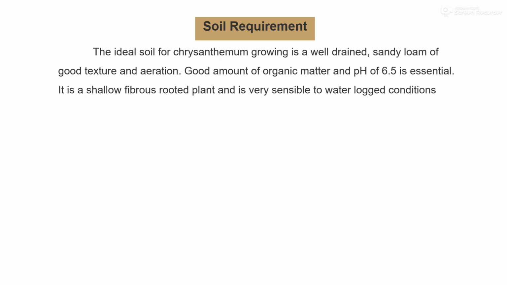Next, soil requirement. The ideal soil for chrysanthemum growing is a well-drained, sandy loam soil with good texture and aeration. Due to the shallow root system, this crop is very sensitive to drainage conditions, so good drainage is essential. A good amount of organic matter and a pH of 6.5 is essential. It is a shallow fibrous rooted plant and is very sensitive to waterlogging, and that's why the soil should be well drained when we cultivate chrysanthemum.